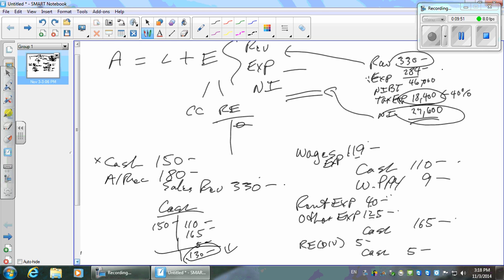Well, let's do retained earnings. What do we have in retained earnings? Starts at nothing. How much net income did you have? 27,600. How much dividends did you have? 5,000. What's the ending retained earnings? 22.6. This isn't hard anymore, is it? It was, but it's not.